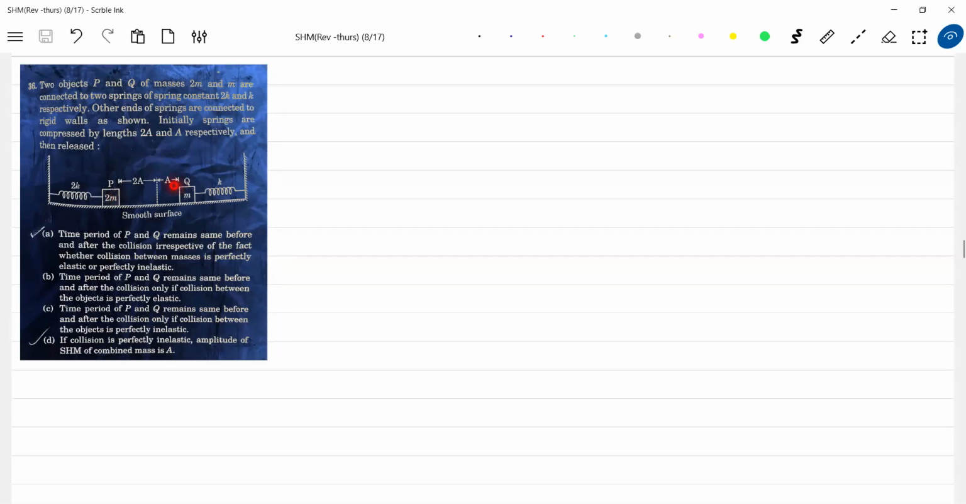Okay, now this is 2m. This is given amplitude 2a. It is pulled by 2a and released. Both initial springs are released. This is pulled by a and released. Sorry, this is the mean position initially. This is compressed by 2a and this is compressed by a and released. The time period of P and Q remains same before and after collision, irrespective of the fact whether the collision between masses is perfectly elastic or perfectly inelastic.